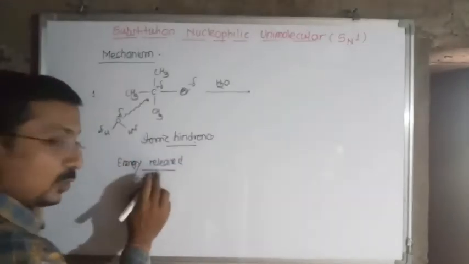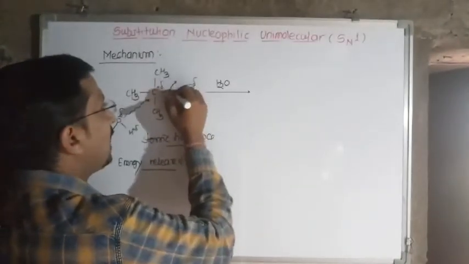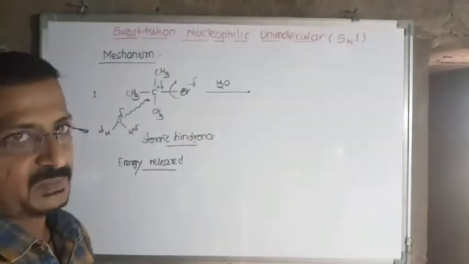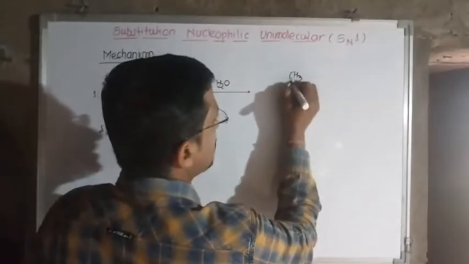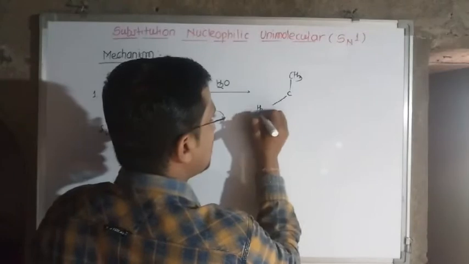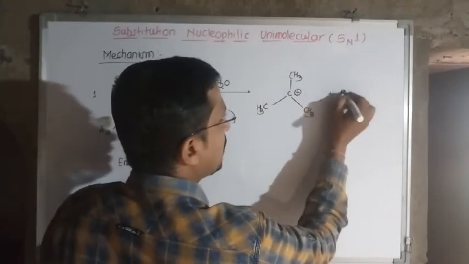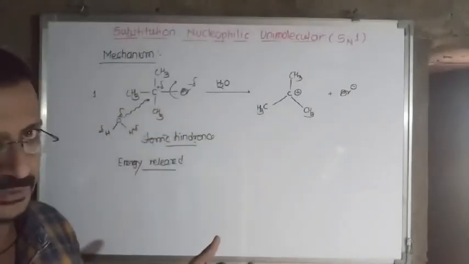And that released amount of energy is utilized to break the carbon-bromine bond. Heterolytic fission between carbon and bromine takes place, and due to that, it leads to the formation of (CH3)3C+ and Br-. It forms a tertiary carbocation and one bromide ion. So this must be the first step.